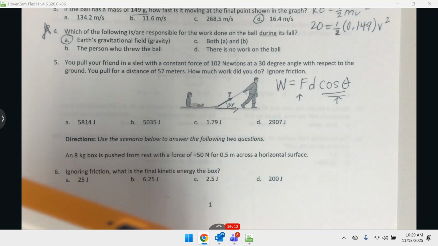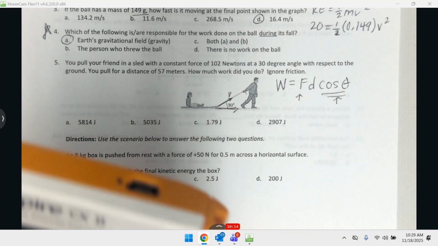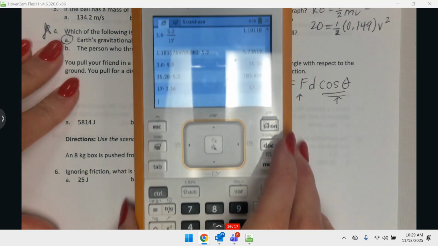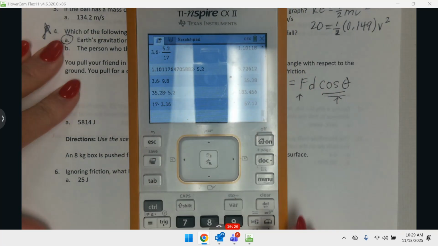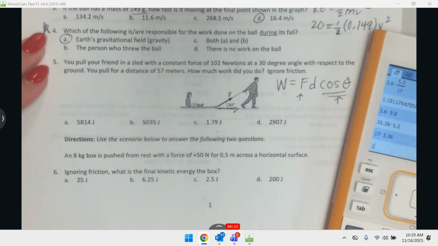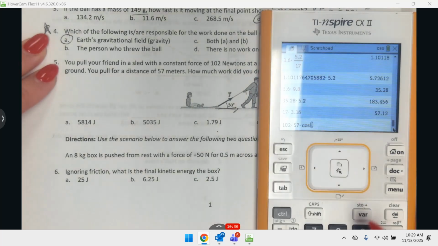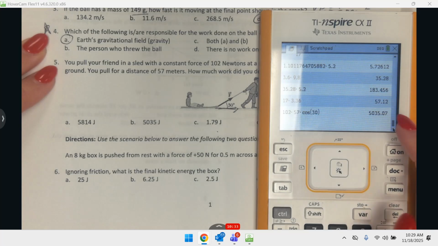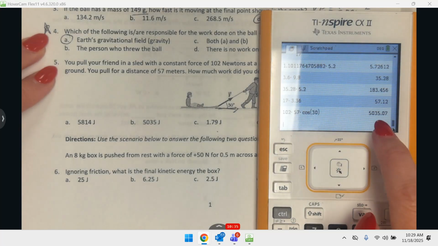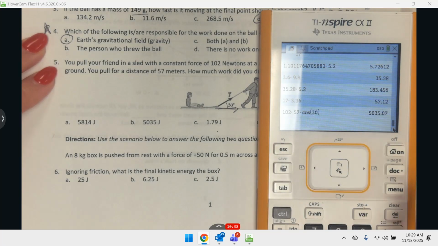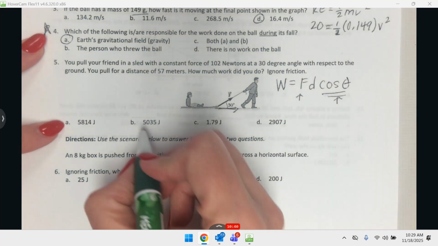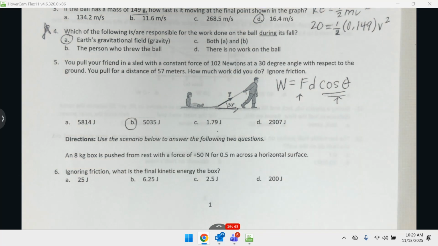Sorry about that. So let's take a look. Again, we're in degrees. We're going to do 102 times 57 times cosine of, what was the angle? 30 degrees. Enter. So 102 times 57 times cosine 30 should be this value right here, 5,035.07. It's rounded to a whole number here, 5,035. But the answer for number 5 should be B. And 88% of you got this one right, so you remembered that. You did pretty well with it.